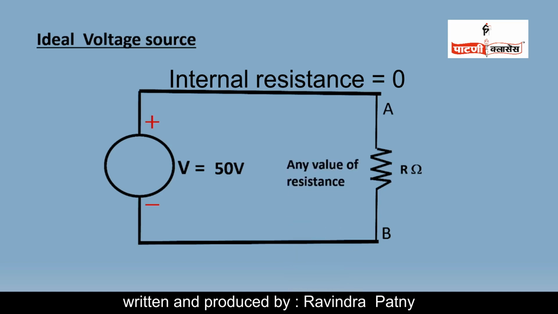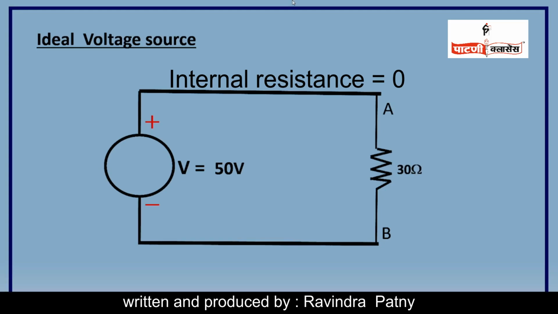Now R is the value of the load resistance. That can be any value. For any value of R, the voltage across the load resistance is also 50 volts. In such case, the given voltage source can be called an ideal voltage source. Consider one example. Now, load resistance of 30 ohms is connected. The terminal voltage is equal to 50 volts.